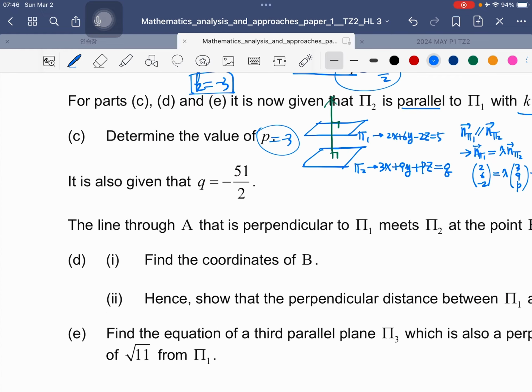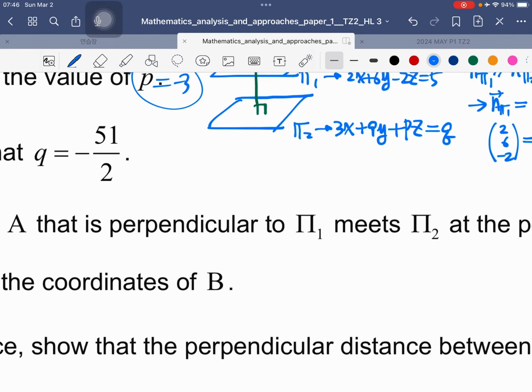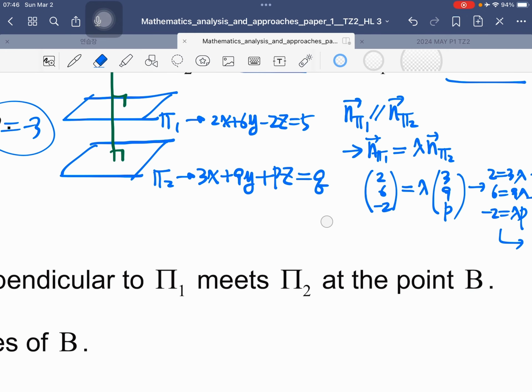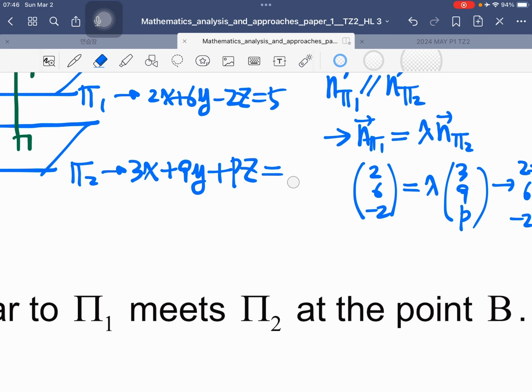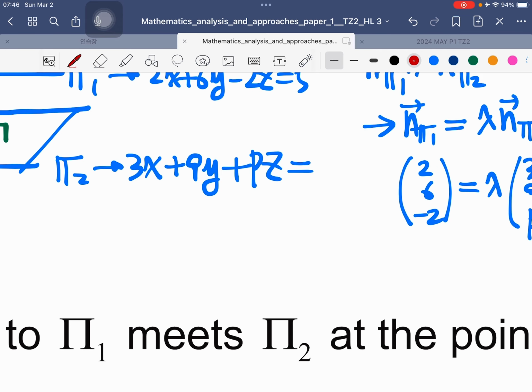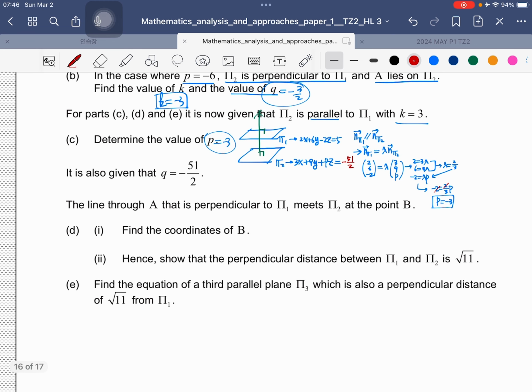This is also given that q is -51/2. Q is already given. Next: the line through A is perpendicular to pi 1 and meets pi 2 at the point B. Find the coordinates of B.